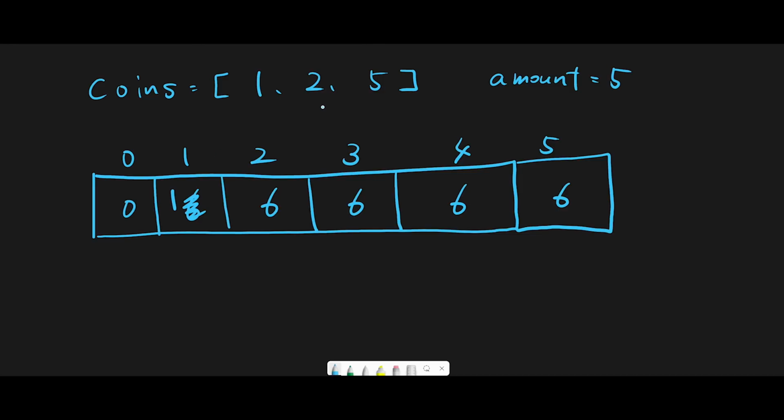So that's why before we update the array, we should check if the current amount, let's say I, minus the current value of coin, let's say C, is greater than or equal to 0. In that case, it's time to update the dynamic programming array. Okay, and then move next. So we do the same thing.